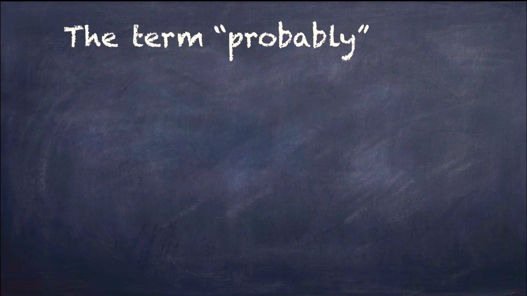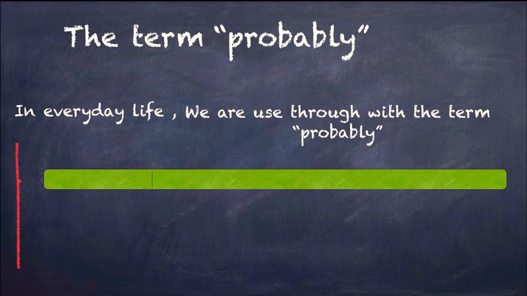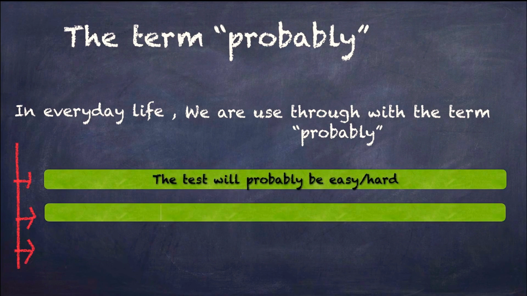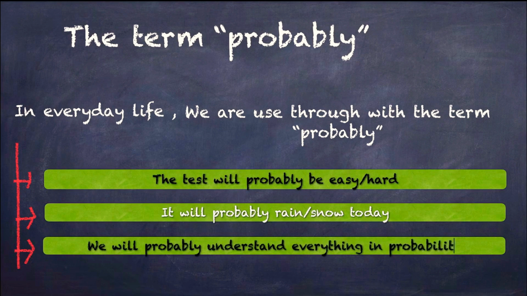Now, the term probably is responsible for everything. In everyday life, we are used to the term probably. We say the test will probably be hard or easy. It will probably rain or snow today. Or we will probably understand everything in probability. So the term probably has a very special significance.